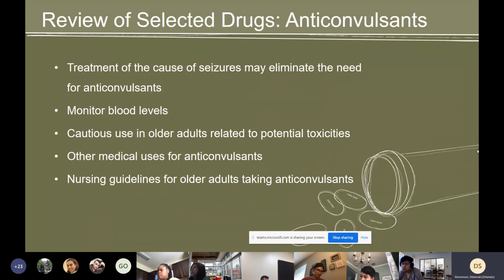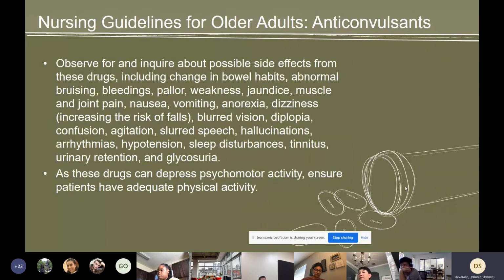How about those anticonvulsants? Well, there are some out there. Many of these are the treatment for seizures. Of course, there are blood levels to monitor. There are other medical uses for anticonvulsants. But the thing is, let's talk about what's important with those anticonvulsants. I mean, what should we be looking for? All of these things that you see here on this slide are really some possible side effects. And boy, are there a lot of side effects.